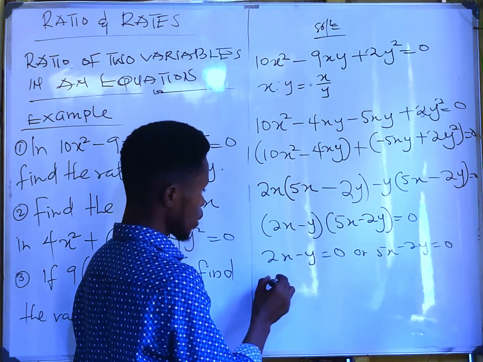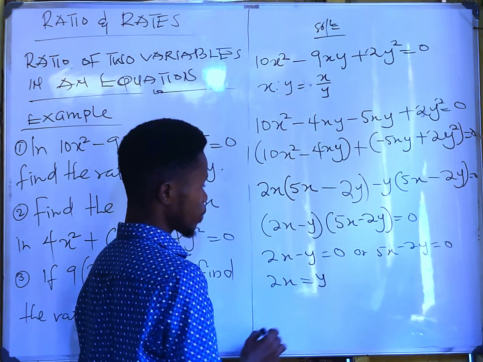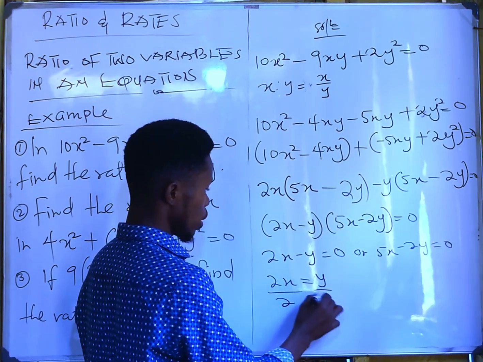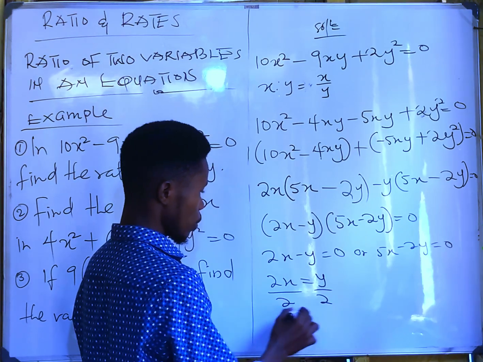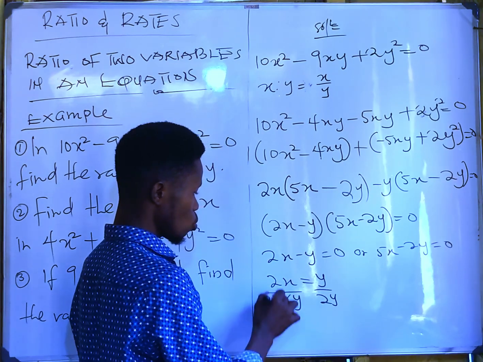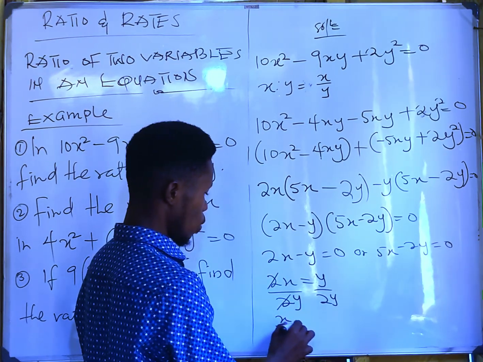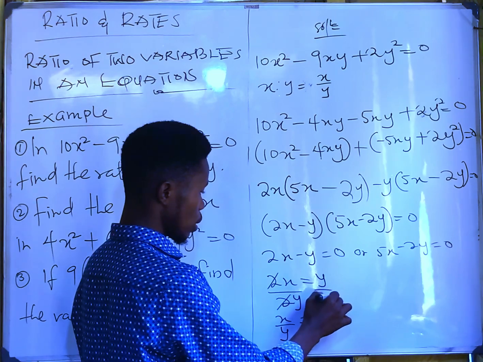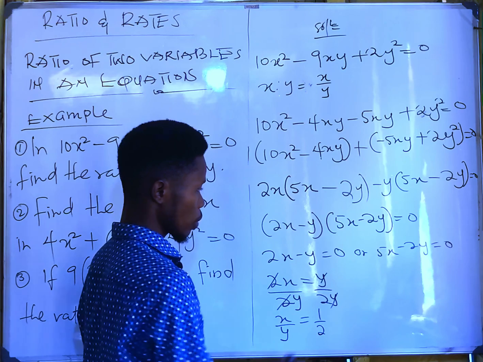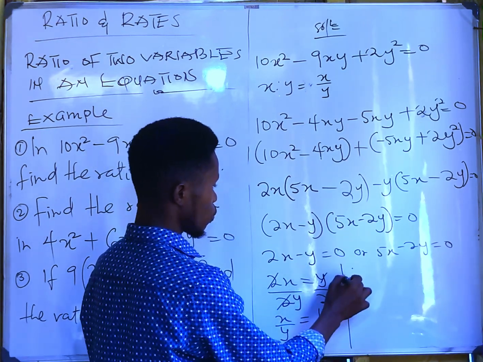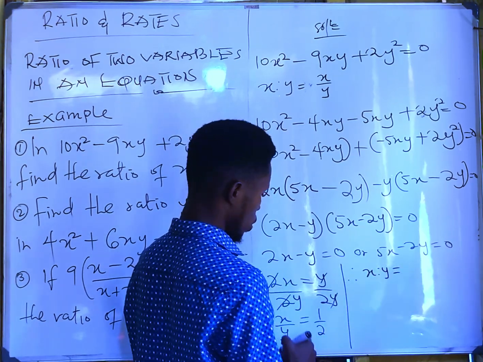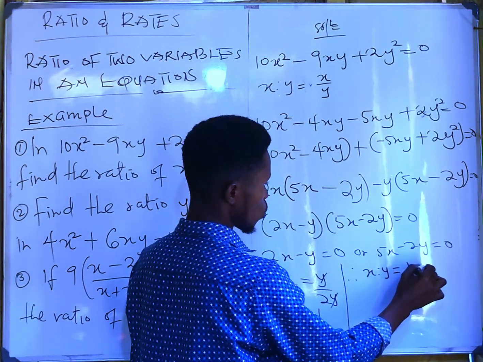So here, if I group like terms, I have 2x equals y. But remember, I need x over y. So if I divide here by 2, here by 2, here by y, here by y, you see these two will go with this. Is that okay? So I have x over y here. This y will go with this. So I have 1 over 2 here. So therefore, our ratio of x is to y will be equal to 1 is to 2.